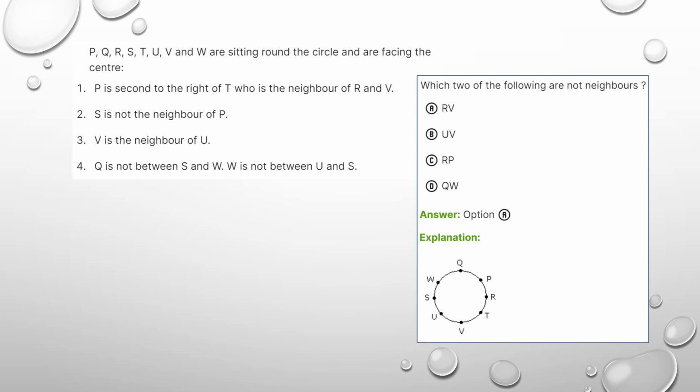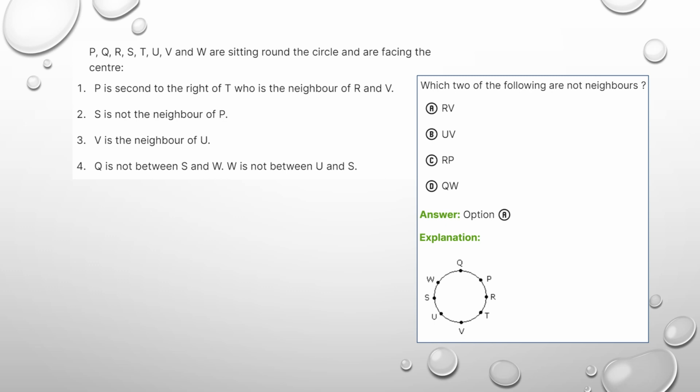The fourth point in the question describes that Q is not between S and W, and W is not between U and S. Yes, with this we cannot be sure where we have to position W and Q, but still we will go for the sub questions. Which two of the following are not neighbors?